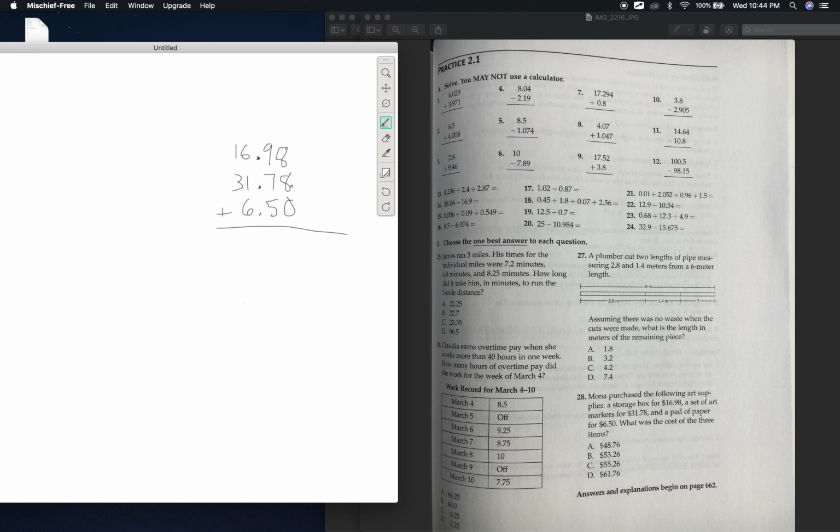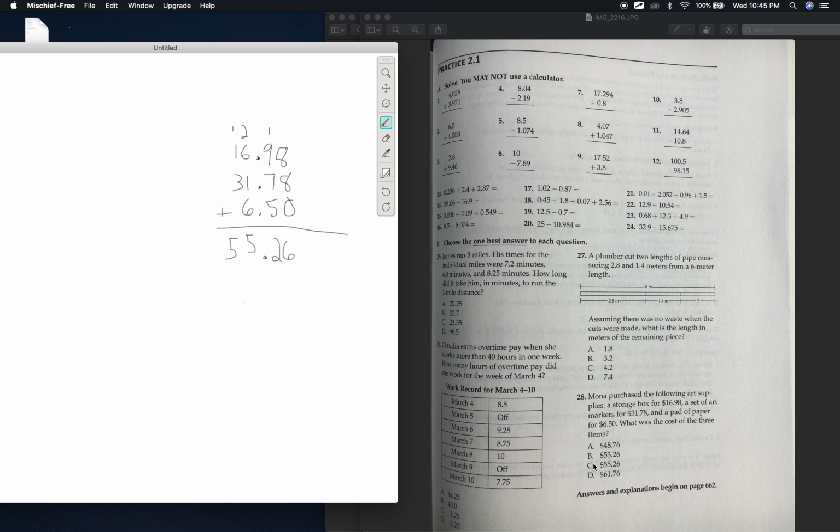So 8 plus 8 is 16. Carry the 1. 1 plus 9 is 10. Plus 5 is 15. Plus 7 is 22. We reached the decimal point, so we put it here. 2 plus 6 is 8. Plus 1 is 9. Plus 6 is 15. Carry the 1, put the 5. 3 plus 1 plus 1 is 5. So we have a messy 55.26. And that answer is answer C.